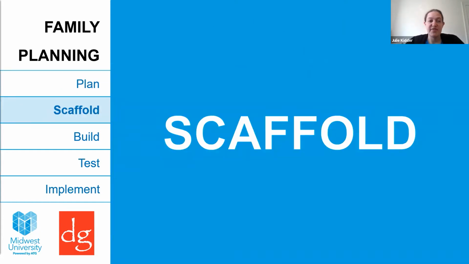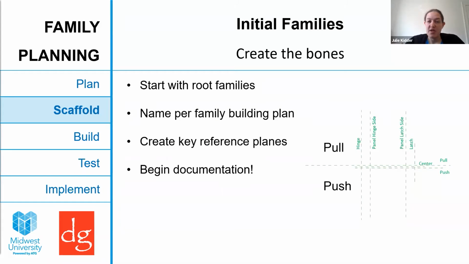Now that we have that initial plan, we need to start building our first families. So, scaffold. Whenever you're building families, create the bones first. The first family that I started with was a nested door panel. It was important to have that to start working with swings to understand how that was going to sit within the frames.